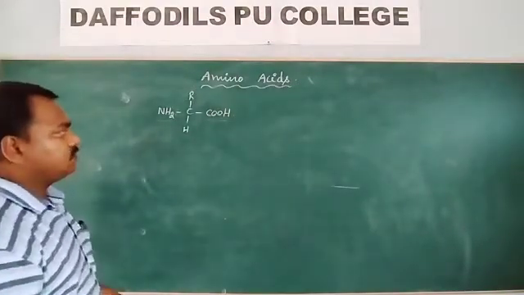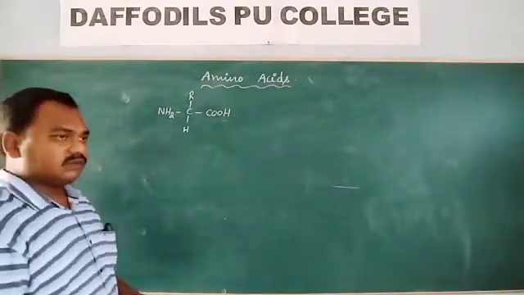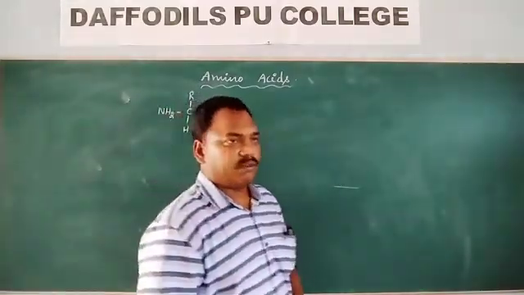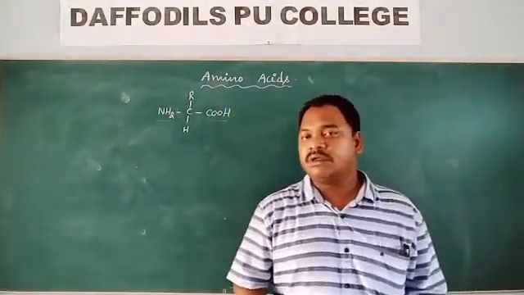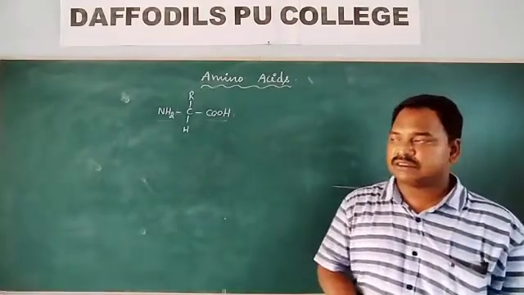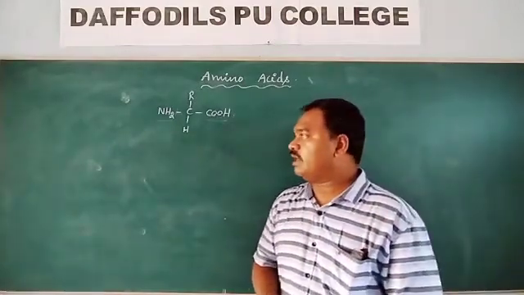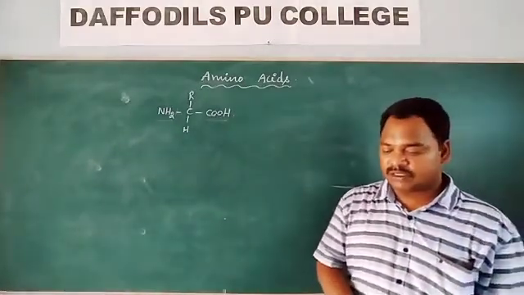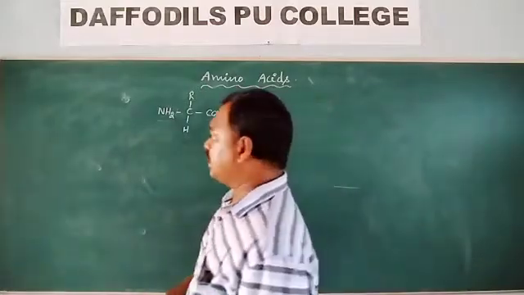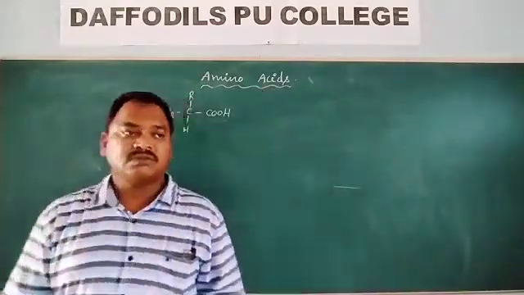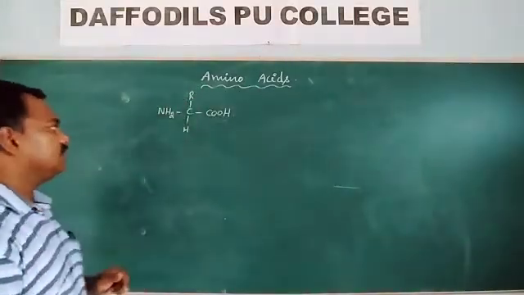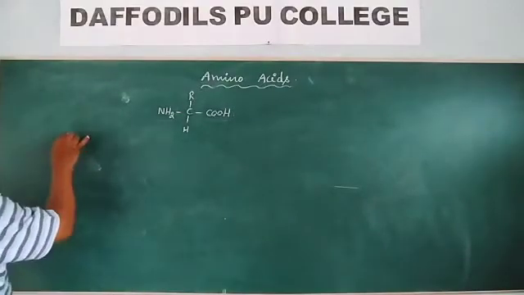We have a large number of amino acids. Nearly 700 amino acids are known. In those amino acids, 20 amino acids are very important. First we will look at the classification of these amino acids.